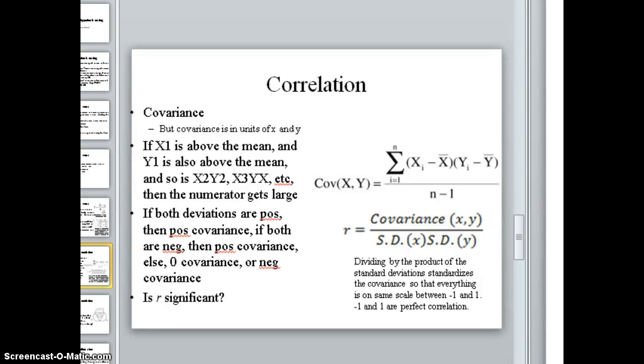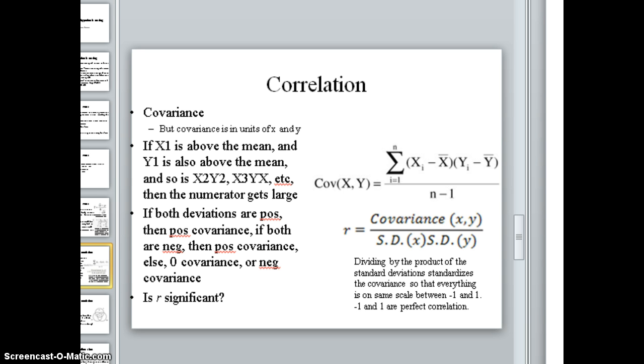Correlation at first sounds different than a t-test, but in actuality, they're really the same thing, or they work the same way. Having said that, in correlation, we're interested in covariances. Well, what is a covariance?